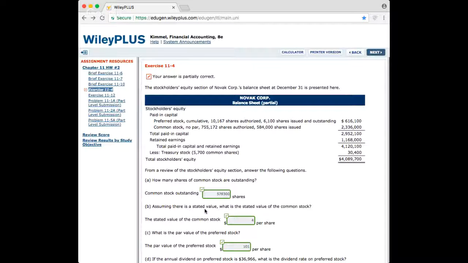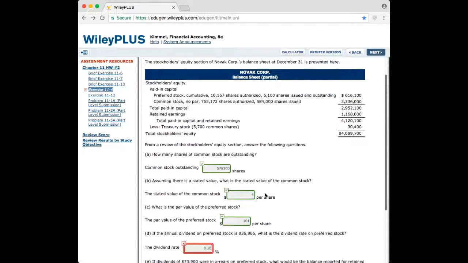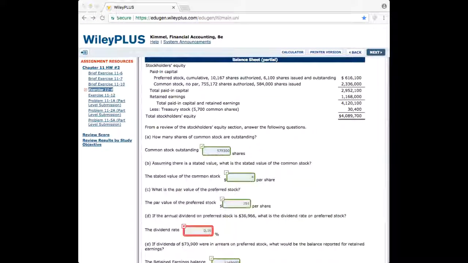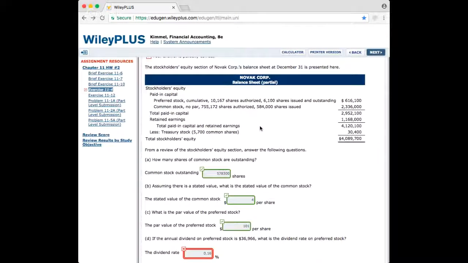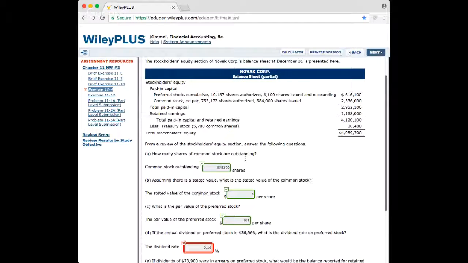For problem B, you get the stated value. We need to find the stated value of the common stock in this case. I got the 2,336,000, which is the total dollar amount, over here, and then we divided that by this 584,000 shares issued. For problem C, we've got the $101 per share. How we got that is we come up here for this preferred stock, and we've got the 616,100. We divide that by the 6,100 shares issued.